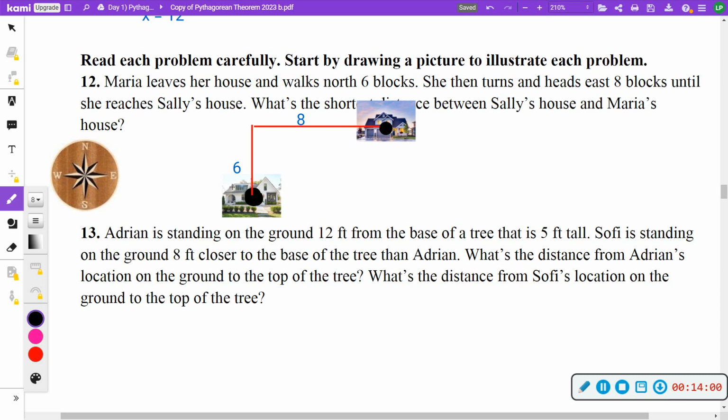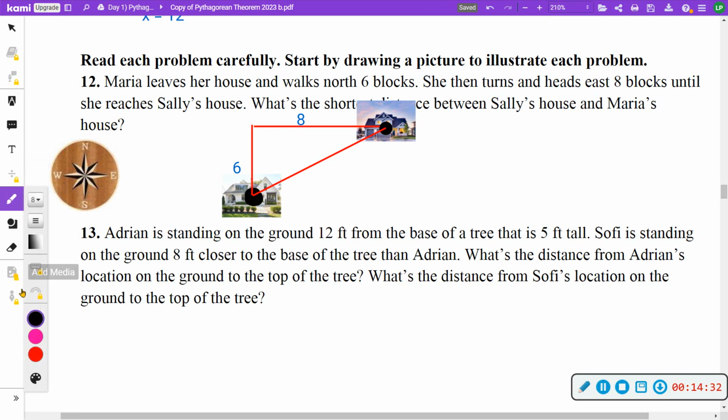Now the reason why Maria didn't just walk this way is because normally there's trees, there's other houses in the way. You know, most city blocks work up and down, left and right. And so this is probably the only way to get to her house. But if she was able to cut through people's yards, how far is she really from Sally's house? And so we're really just asking what's the hypotenuse.